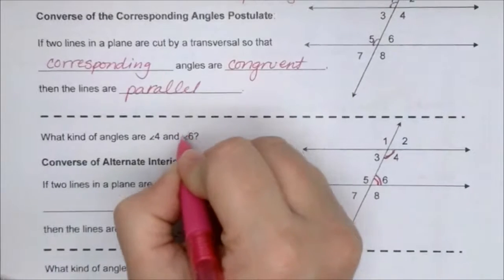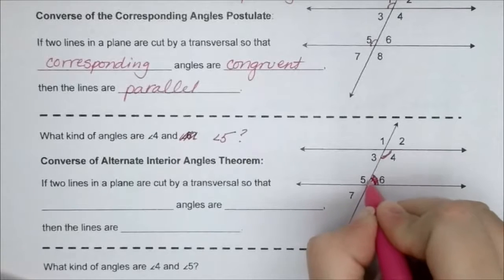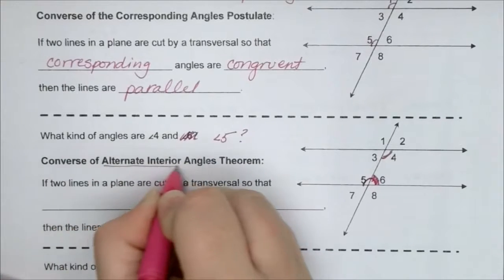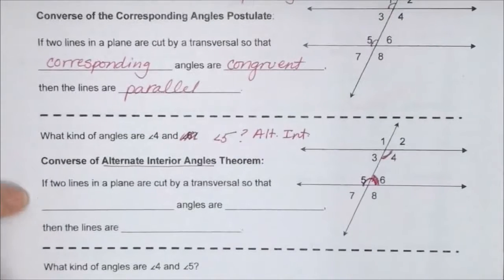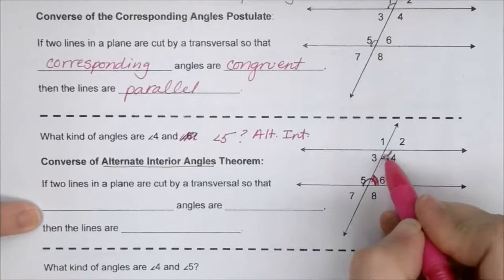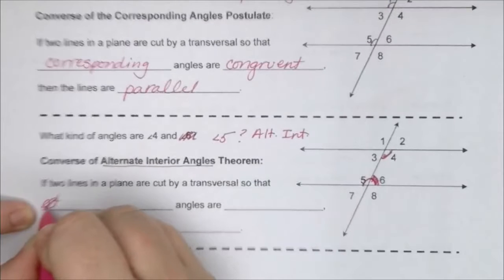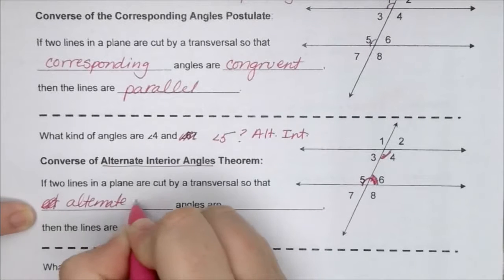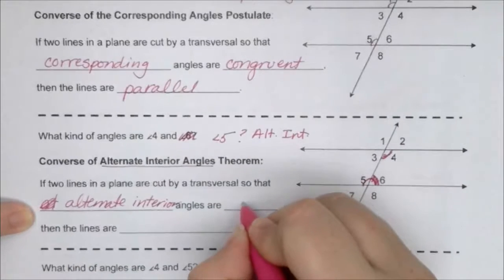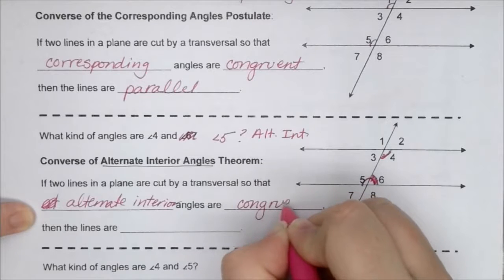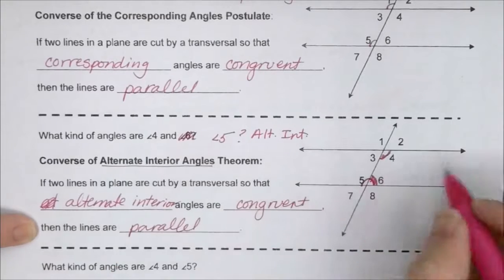And if two lines are cut by a transversal so that alternate interior angles are congruent, then the lines are parallel. So if I gave you a picture like this, and I said this one was 60 degrees, and this one was 60 degrees. If those two are congruent, that's enough to say that these two lines are parallel. Okay?